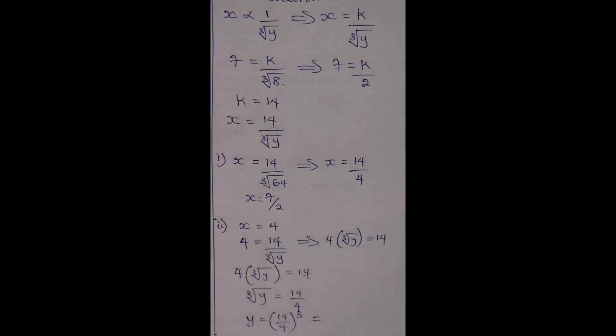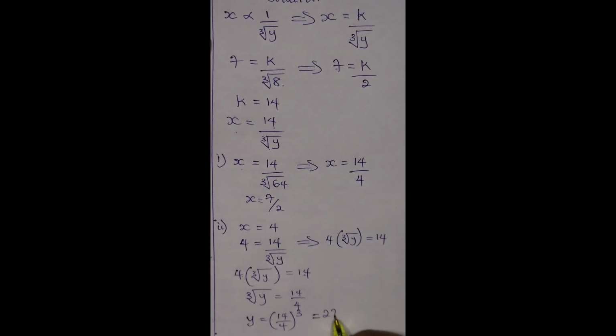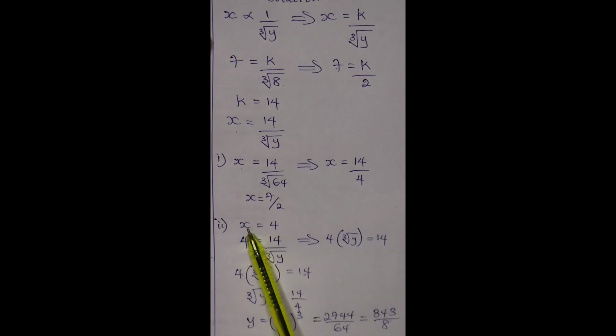This will give us 2744 over 4 raised to the power of 3, which will give us 64. So if we use 8 to divide through, 2744 divided by 8 will then give us 343, and 64 divided by 8 is 8. So when x is 4, our y is 343 over 8.